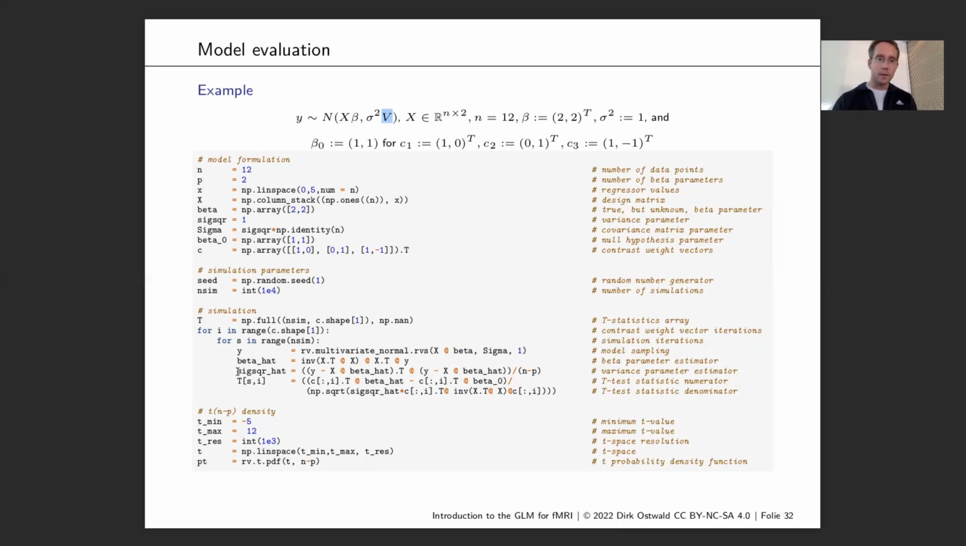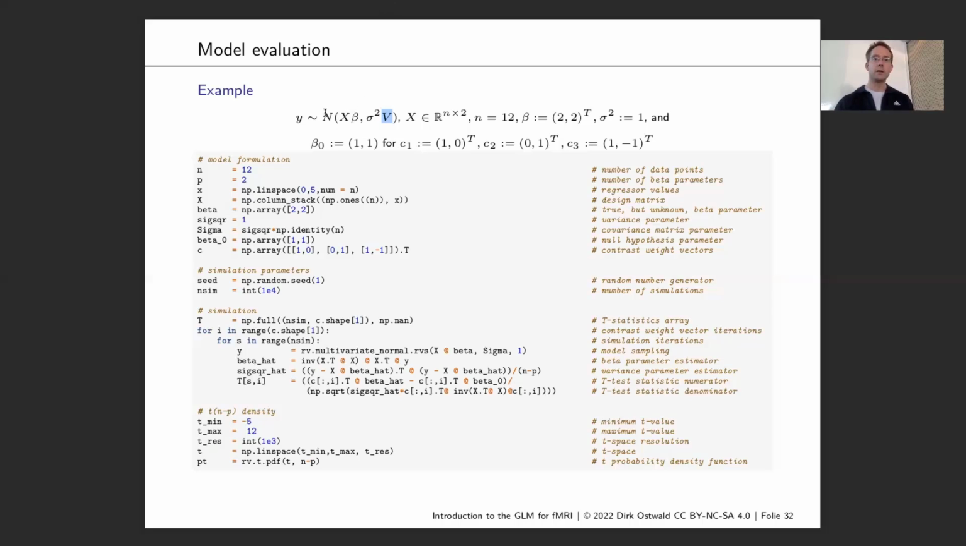Then we're looking at 3 different scenarios, which I will tell you about in a second. But what we also do is sample this model many times. Each time we sample this model with the true but unknown beta parameter and covariance matrix parameter, we compute the beta parameter estimator and the variance parameter estimator, and based on those, we compute the t value. We do that 10,000 times.